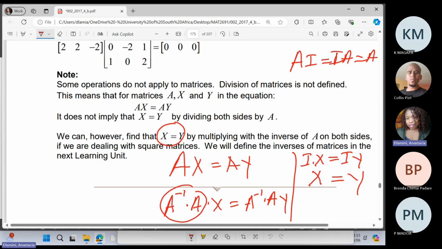Are we all together? Yes, sir. So it is important to find the inverse if we want to solve such problems. Okay, let's do that.